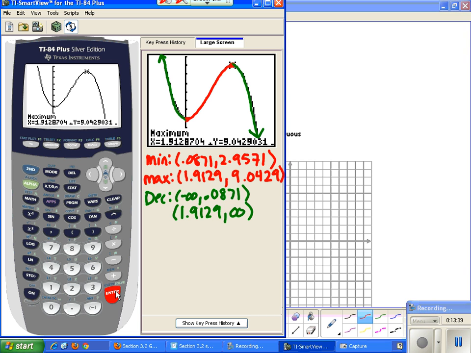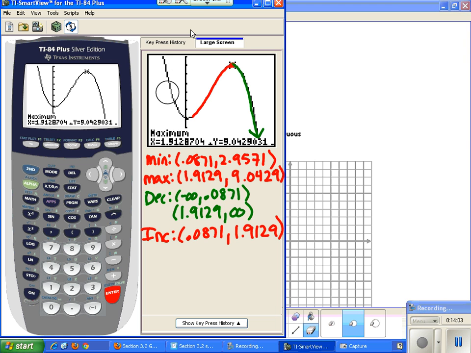And then from here to here, I am increasing. So I am increasing on the x value of my minimum to the x value of my maximum. And so that takes care of my increasing and decreasing. Now I want to go ahead and find my intervals where I'm concave up and concave down.